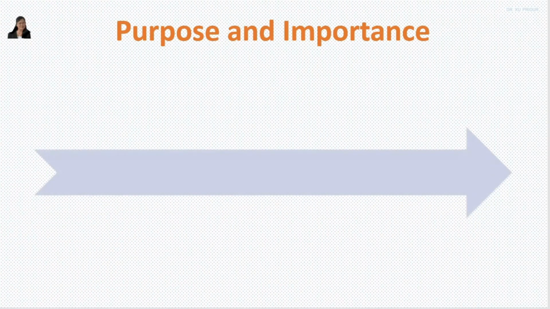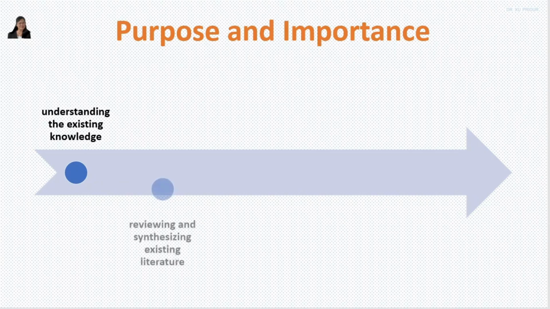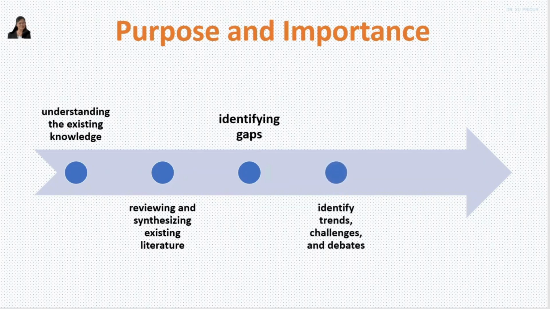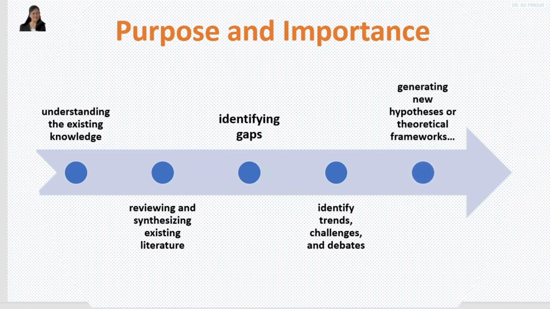The fundamental purpose of a literature review is to provide a comprehensive understanding of the existing knowledge surrounding a specific research question or topic. Its purpose is to identify gaps in current knowledge and assess the existing literature's strengths and weaknesses. By reviewing and synthesizing existing literature, researchers can identify trends, challenges, and debates within a specific field and provide a foundation for new research studies, such as developing your conceptual framework if you have one, methodology, and research design.